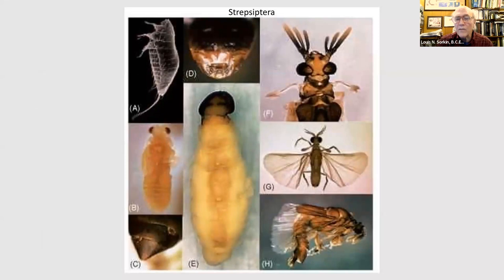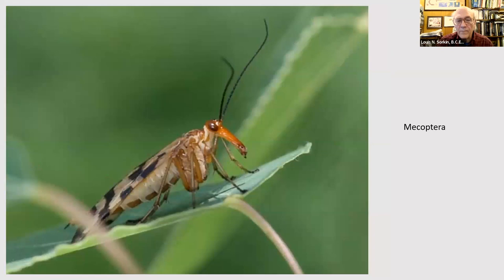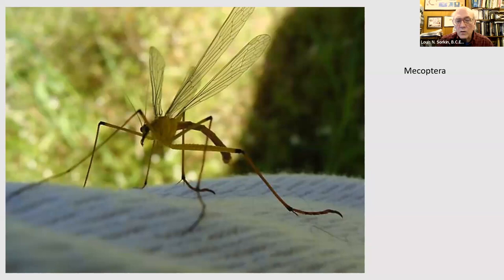And scorpion flies, which have modified heads. They're called scorpion flies because in the male, you'll see the abdomen looks like a curved up tail of a rear end of a scorpion. And snow scorpion flies here, and sort of a tipulid looking, crane fly looking scorpion fly here.